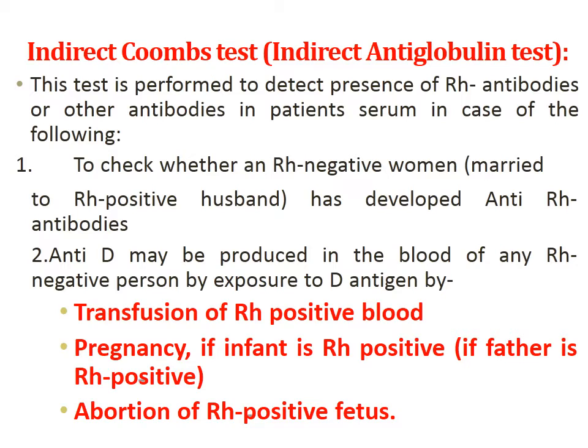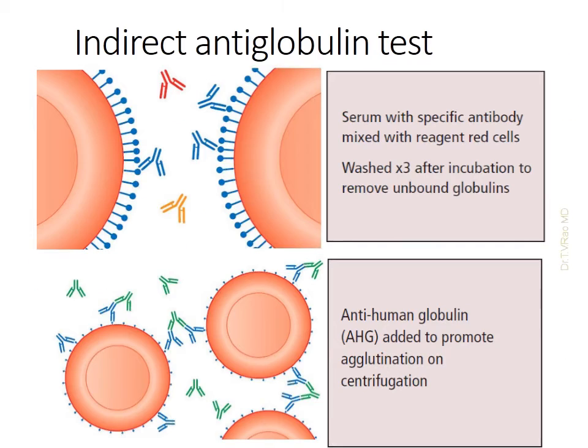This test is performed to detect presence of Rh antibodies or other antibodies in patient serum in case of the following: to check whether an Rh negative woman married to an Rh positive husband has developed anti-Rh antibody. Anti-D may be produced in the blood of any Rh negative person by exposure to D antigen, by transfusion of Rh positive blood, pregnancy if the infant is Rh positive, or abortion of an Rh positive fetus. So this is indirect antiglobulin test.